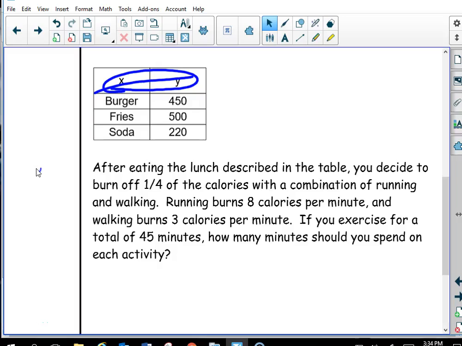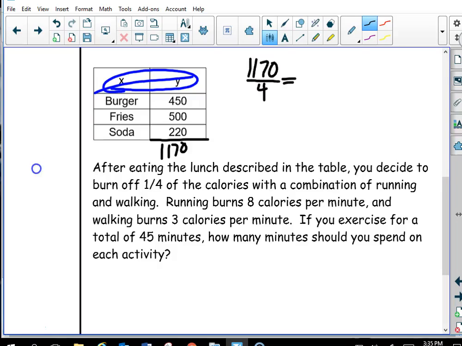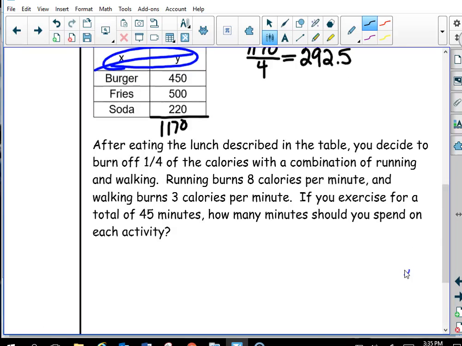So we're just going to start by adding up the calories because we need to see what 1/4 of those are. So if I just do some addition, I get 1,170 calories total. Wow, that is a big meal. And we divide it by 4, and the number we get is 292.5 calories we want to burn off. My other problem with this problem is who goes running on a full stomach, but maybe they're going to wait a few hours.